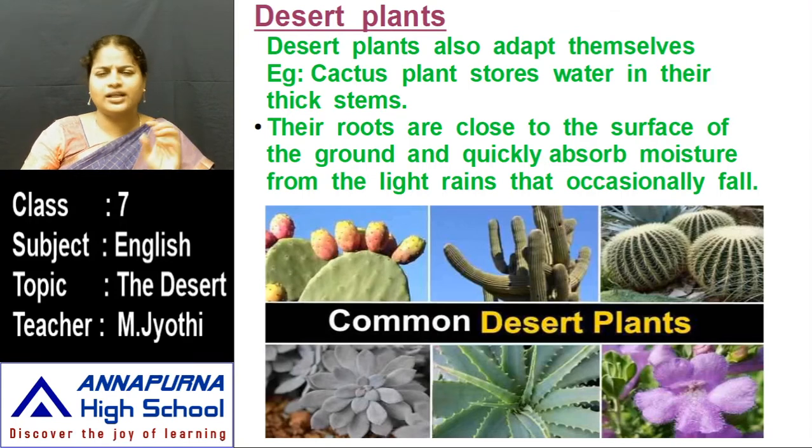Okay, whenever they get water, that means whenever it rains, they'll get that water, and cactus plants, some plants store water in their stems itself. So like this they can survive.